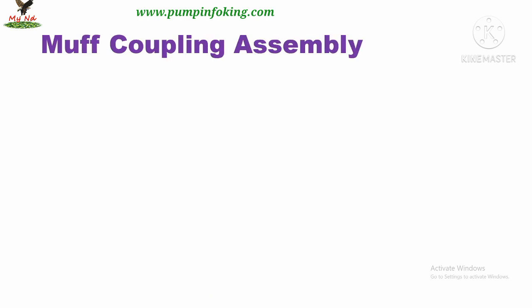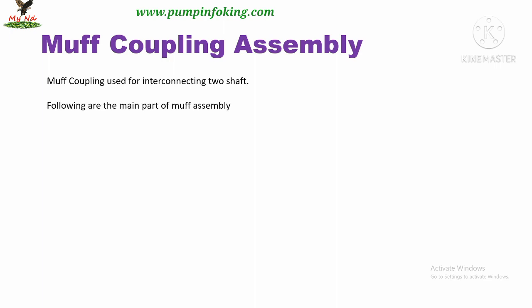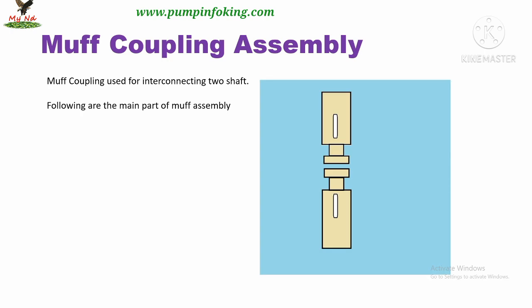Next one is the MUP coupling assembly. MUP coupling assembly is used for interconnecting two shafts. Following are the main parts of the MUP coupling assembly. Look in the picture. First one part is the shaft. There are two shafts to connect to each other.